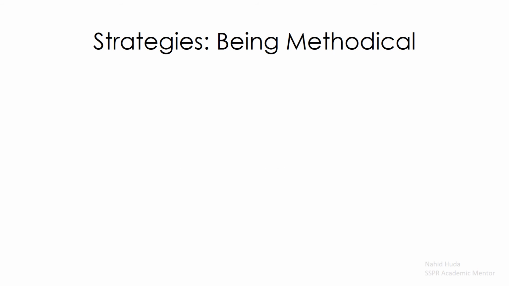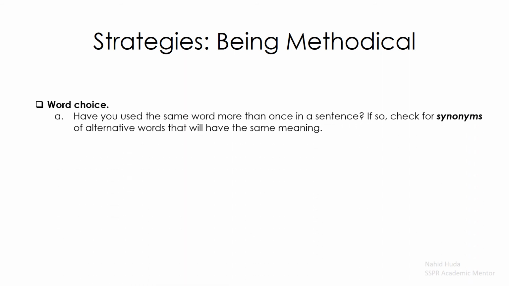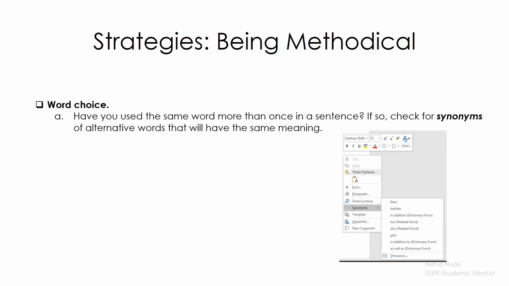Another area to look at is word choice. Try to avoid using the same word more than once in a sentence. Check for synonyms or alternative words that have the same meaning. You can do this quite easily on your Word document, which allows you to check for synonyms and gives you a thesaurus. So it's easy to expand your vocabulary.